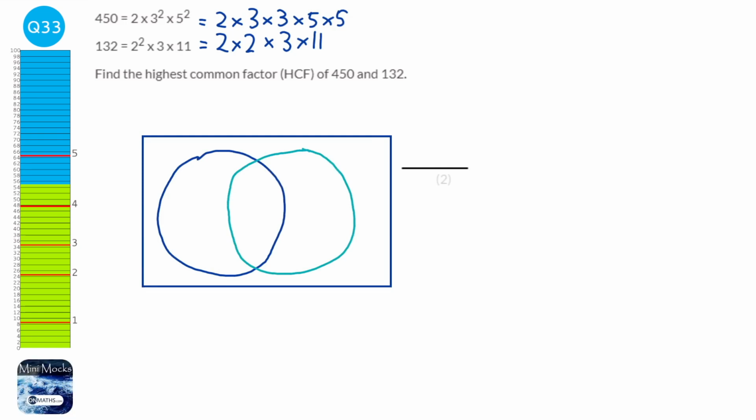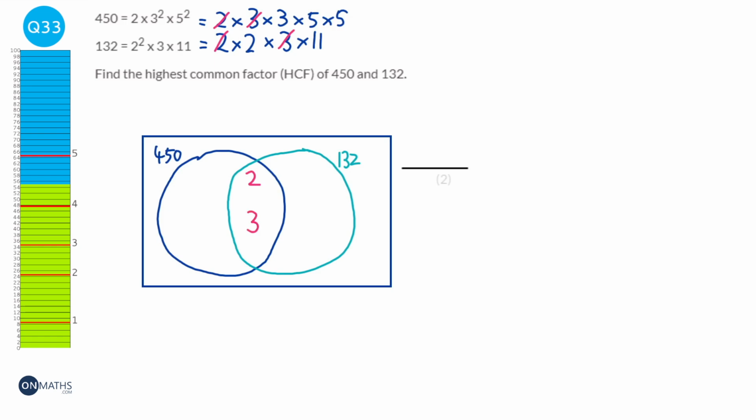Okay, so on the left hand side we have the 450, on the right hand side we have the 132. So we'll start with the 450 and the numbers. Looking at the factors at the top, the prime factors, we can see they both have a 2 in them. So I cross them both out and put 2 in the middle. We can see they both have a 3 in them. So cross those 3's out and put 3 in the middle.